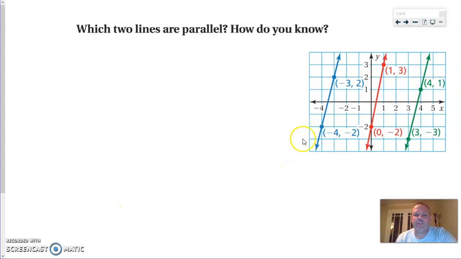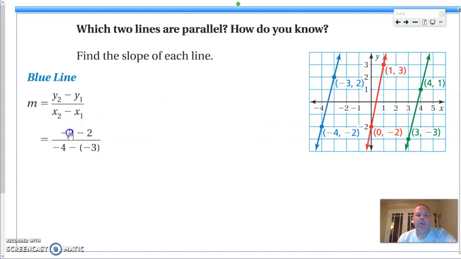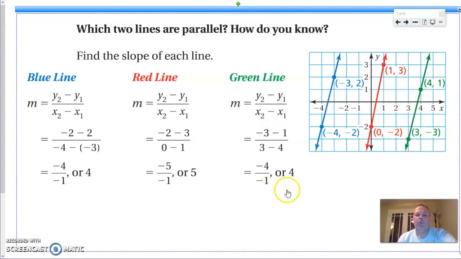First off, we need to find the slope of all of them. So finding the slope of each line, here's the blue line, y2 minus y1 over x2 minus x1. Again, I could also go rise 1, 2, 3, 4 over 1, which will give me negative 4 over negative 1, or 4. The red line, I can do the same thing. This one is 1, 2, 3, 4, 5 over 1, so we're going to say it's going to be 5. They did it with the y2 minus y1 over x2 minus x1. And finally, we can do the green one, 1, 2, 3, 4 over 1. So we got 4 over 1, which is 4.